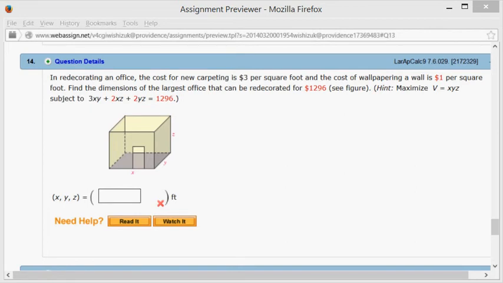Alright, let's look at the homework 7.5, 7.6, problem number 14. Alright, so I'm going to just go ahead and use the hint. So we want to maximize this volume, x times y times z, subject to 3xy plus 2xz plus 2yz equals 1296. Alright, so let's do that.